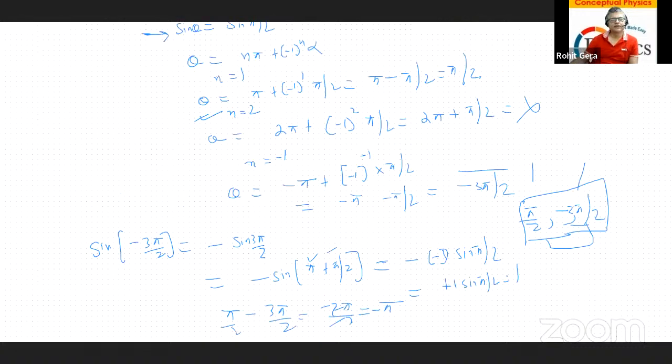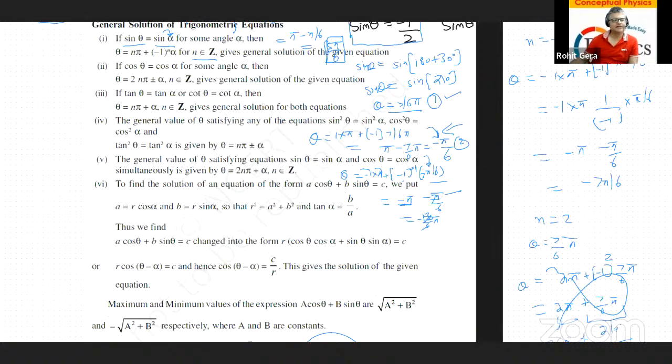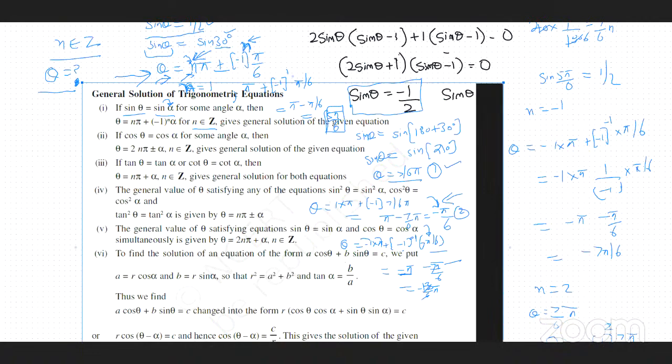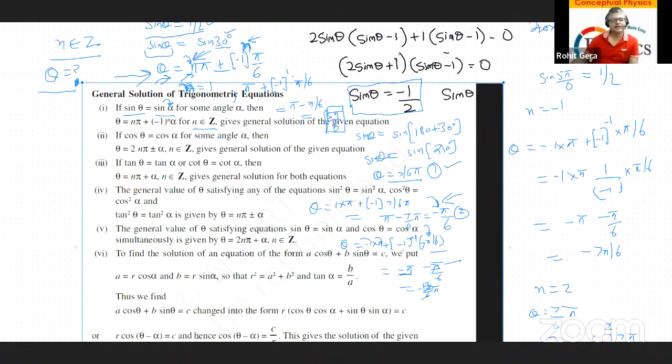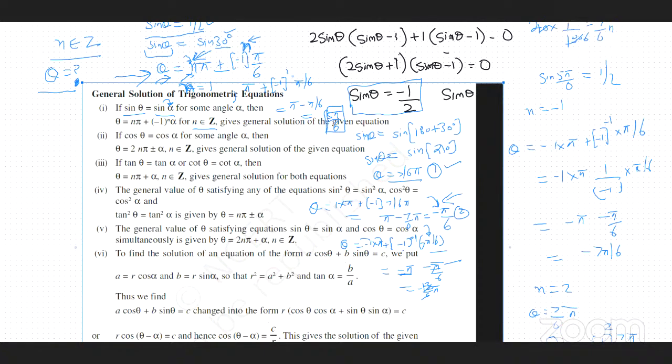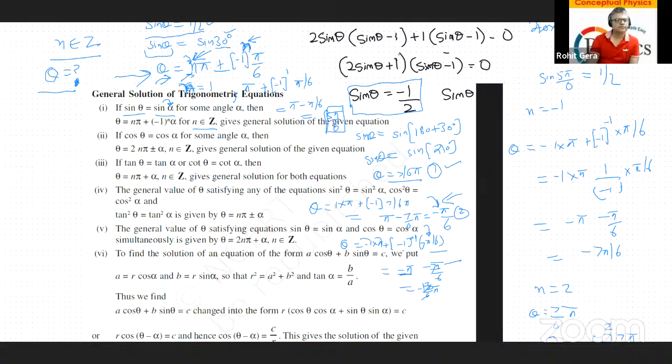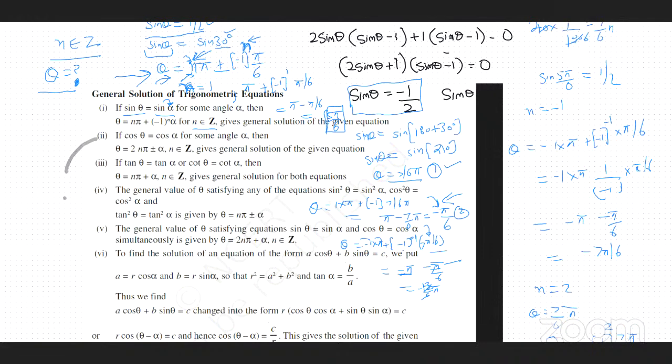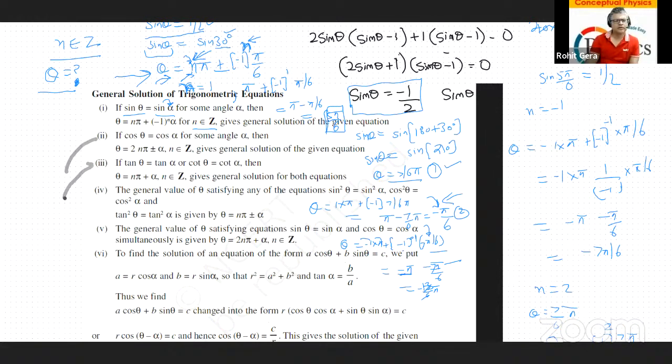But this was possible only because the NCERT table was remembered. If you don't know what the meaning of the word general solution is, you cannot solve this. And similarly, you have to memorize this also. Okay, is this visible? The second point, this one. And this one. Okay.